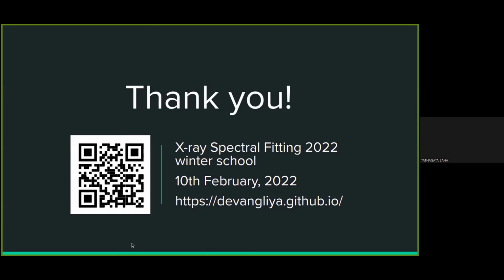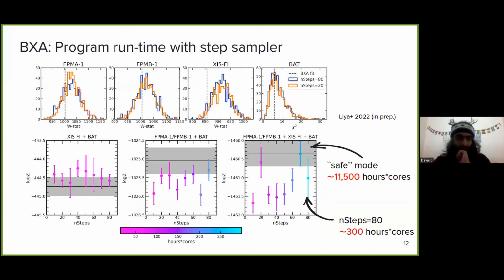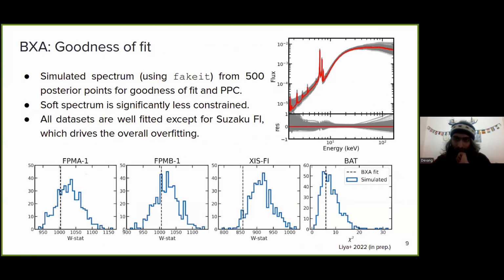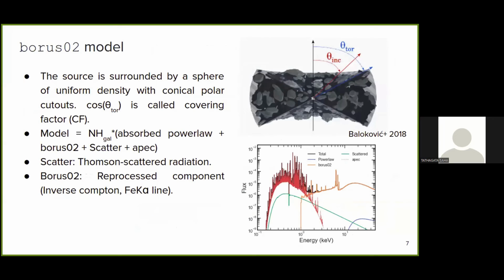Hello, this is Tathagata. Yeah, so during the torus modeling using BORUS, what kind of configurations did you choose? For example, is it a coupled BORUS or an uncoupled one? Yeah, so the results which I showed were for decoupled model. Okay. So line of sight is decoupled from both. So NH-TOR and NH-LOS are different, right? Yes. And for the other case, did you try a coupled one?